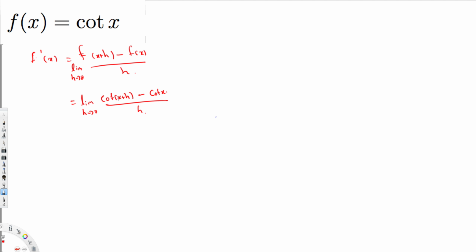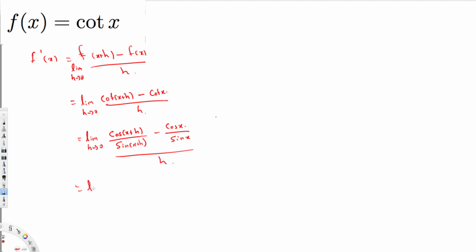I can write cot of x plus h as cos of x plus h over sin of x plus h. Let's do this. So if I write this one, it's going to be the limit as h approaches 0 of cos of x plus h over sin of x plus h, minus cos x over sin x, all over h. Then I can find the common denominator and solve each side.